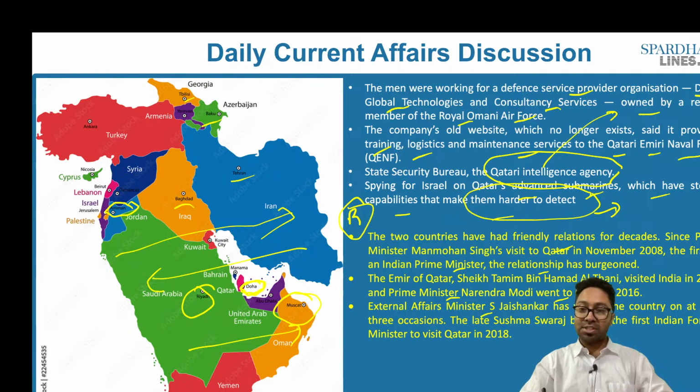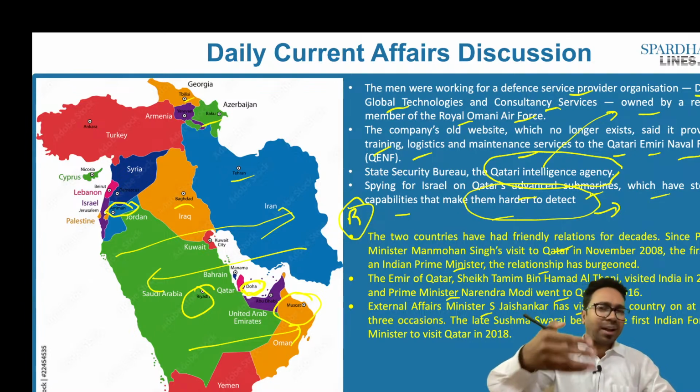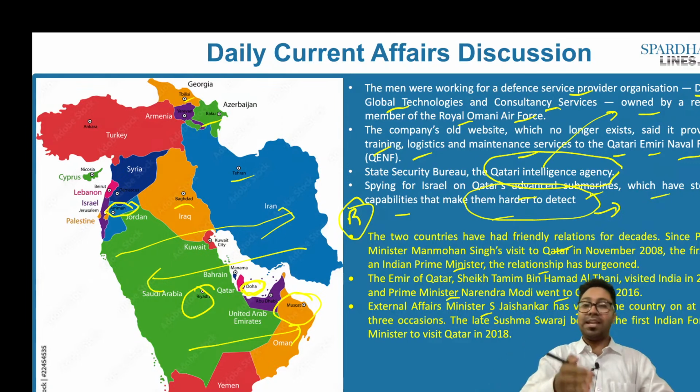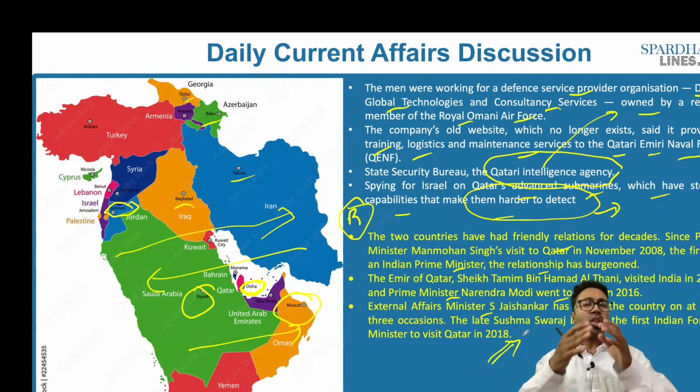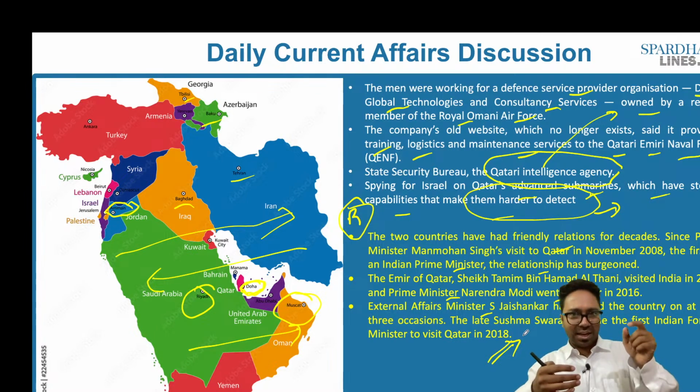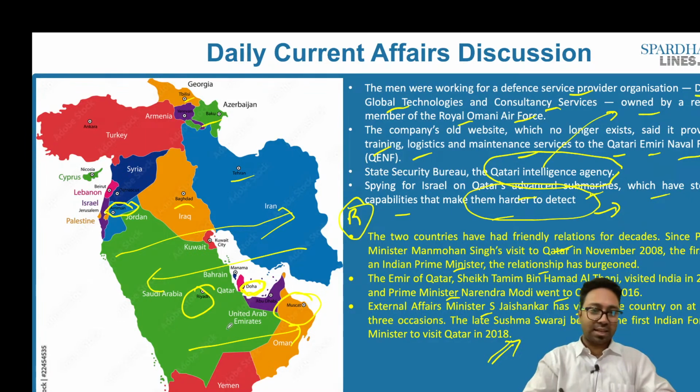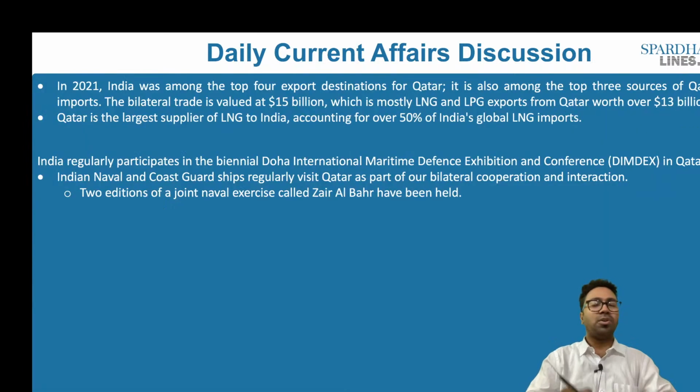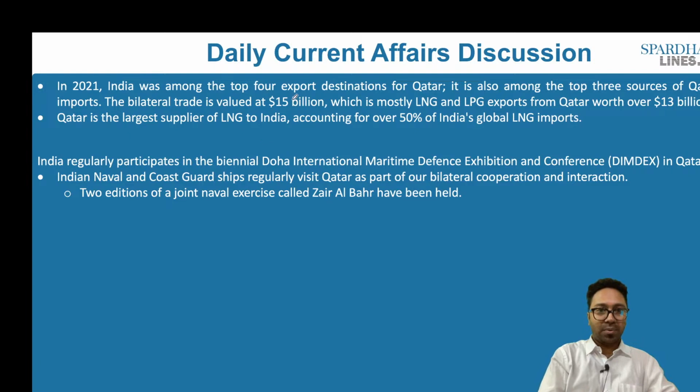External Affairs Minister S. Jaishankar has visited the country on at least 3 major occasions, and the late Sushma Swaraj ji became the first Indian Foreign Minister to visit Qatar in 2018 as well. So we have had highest level connections between India as well as Qatar. Now if you look into the relationship per se, this can be broadly broken down into economic relationship as well as defense relationship. In 2021, India was among the top 4 export destinations for Qatar. It is also among the top 3 sources of Qatar's imports as well.